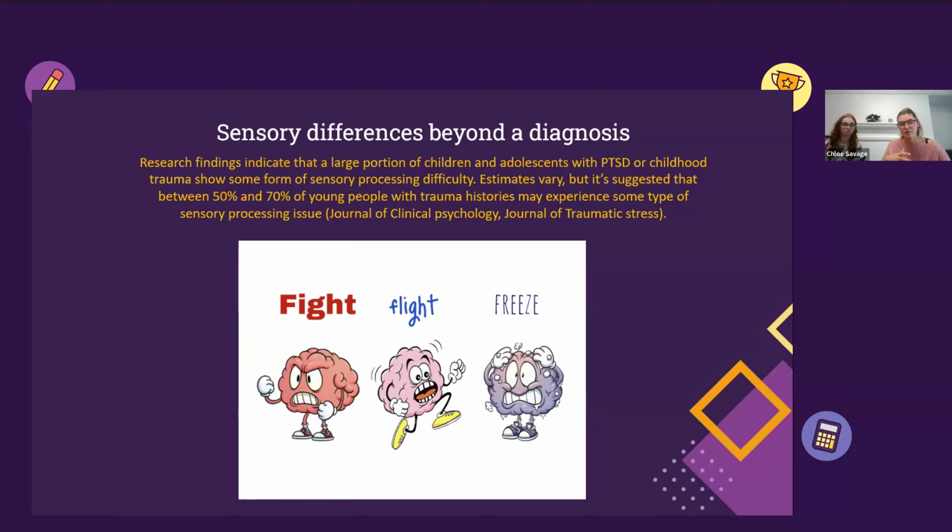So just like other students with diagnosed conditions, children with childhood trauma can absolutely have differences in their sensory systems in the brain, and that changes the way that they receive sensory input and the way that they react to that sensory input.